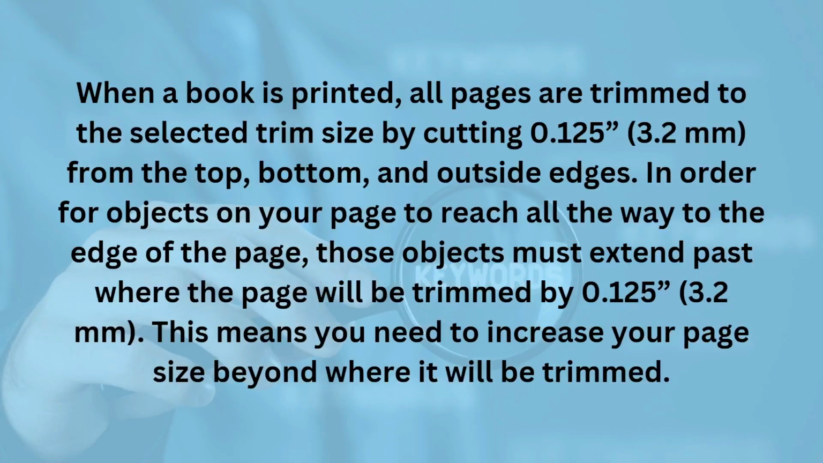So thinking about bleed, this is from the Amazon website. When a book is printed, all pages are trimmed to the selected trim size, for example 6x9, 5x7, 8x11. This is done by cutting 0.125 inches from the top, bottom and outside edges.